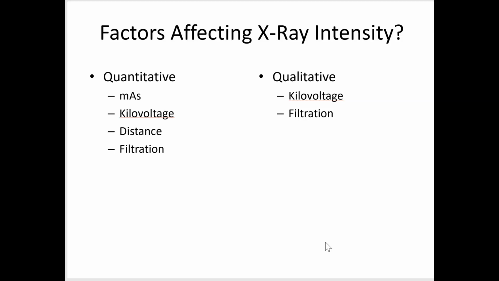And those photons would have merely been a dose to the patient's skin. They wouldn't have made it through the patient anyway. So that reduces patient dose and therefore reduces the number of photons that reach the IR. Now, the qualitative factors are going to be KVP and filtration. Now, how is it that filtration is going to change the intensity of the beam?